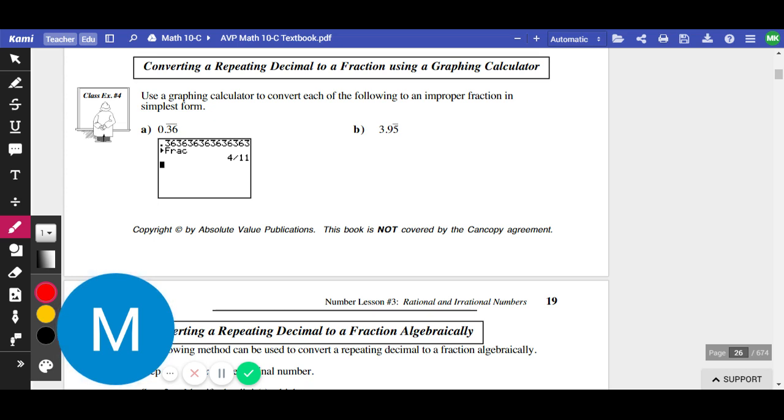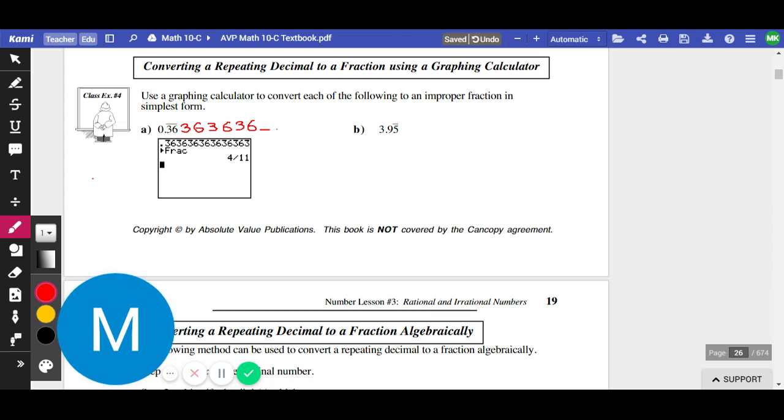Changing things into a fraction. What you're going to do is put the decimal into your calculator. So the first question they gave us was 0.36 with a line above it. That means 36, 36, 36, forever and ever, right? Type that in your calculator.